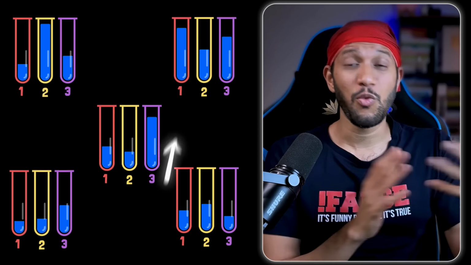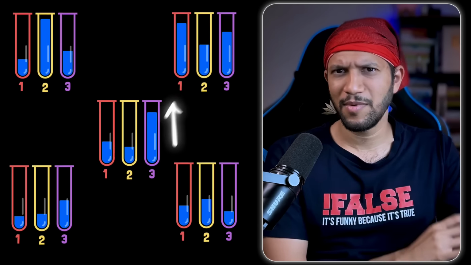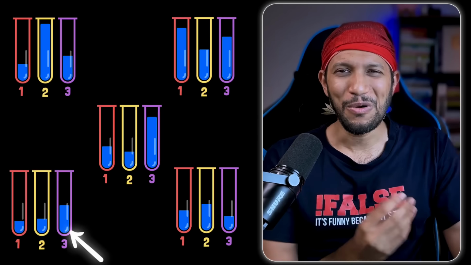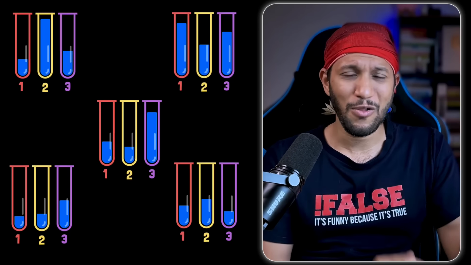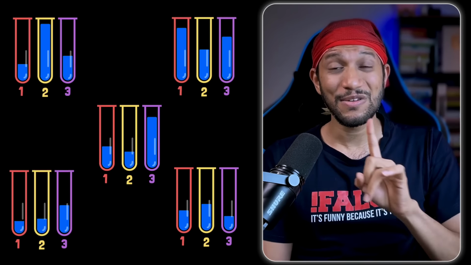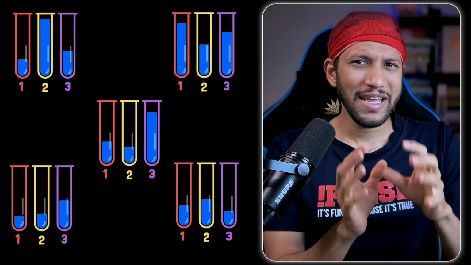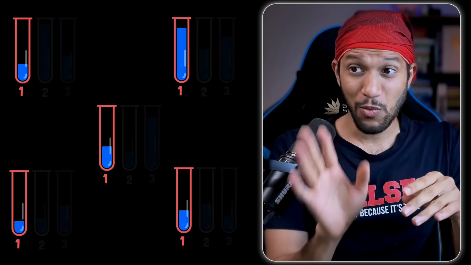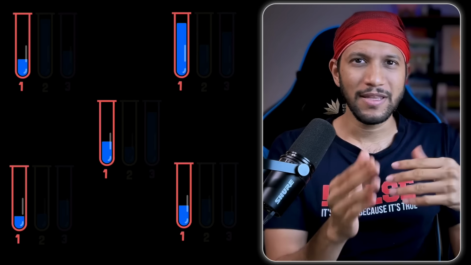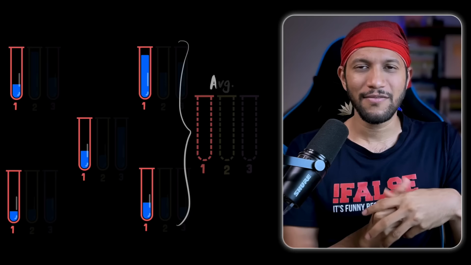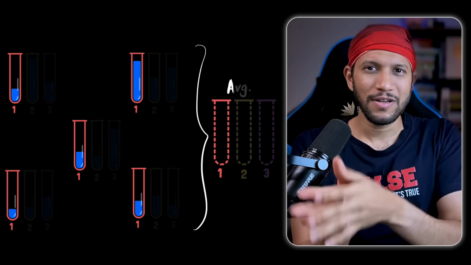In some sets, test tube 1 will have more water compared to the others, and in some other sets, test tube 3 will have more water compared to the others. It'll be chaotic and all of that. But what if we looked at things on average? Meaning, if you were to take, let's say, all the water in test tube 1 and then added them up and divided by the total number of test tubes that we have, that would be the average water in test tube 1.